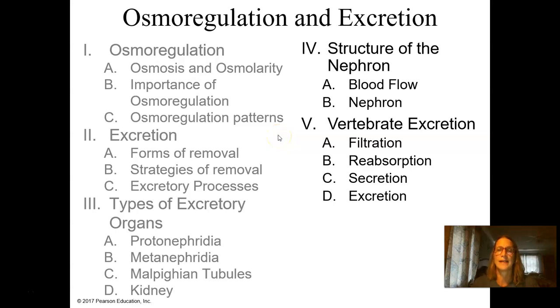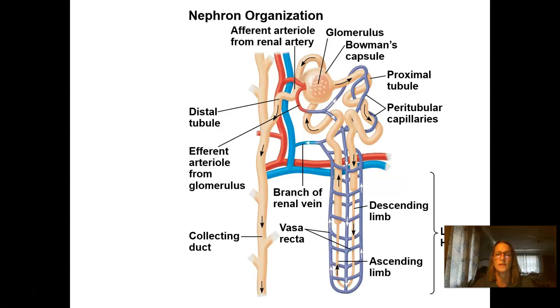So we are on our last section now for Chapter 44, Osmoregulation and Excretion, and now we're going to talk about the structure and function of the nephron, and the nephron is the functional unit in the kidney. So this is a diagram of a nephron, and the nephron is really the place where the circulatory system and the kidney interact.